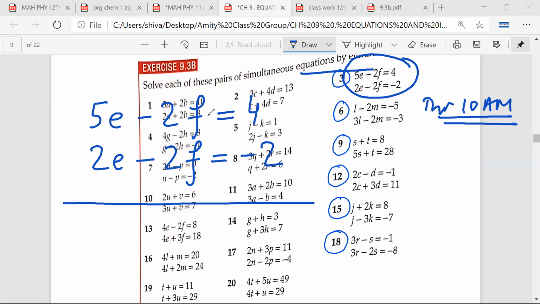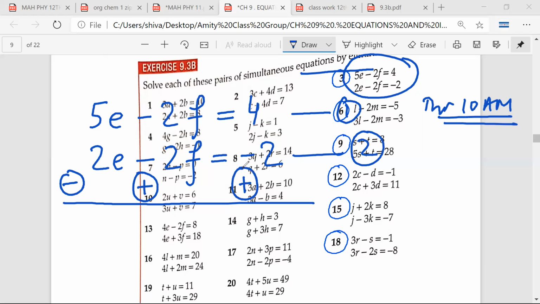So you write this as equation number 1, you write this as equation number 2, then you leave a gap between, and then you draw a line. And then what you do is you change the signs of the coefficients. So for example, 2 is positive here, it will become negative. This negative will become positive, and this negative will become positive. Is there any doubt?